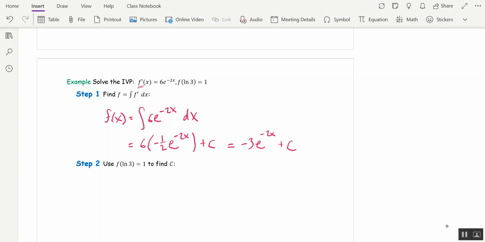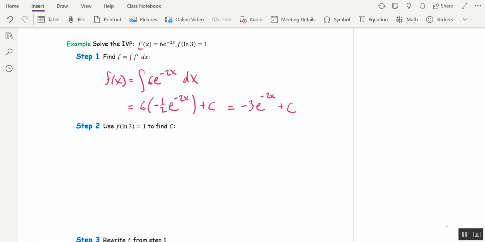All right, now we need to find c. So we're going to use the initial condition. So 1 is equal to f of ln3. But we can compute f of ln3 because we have f of x right here. So put ln3 in for x. Negative 3 e to the negative 2 ln3 plus c. Now we just solve for c.